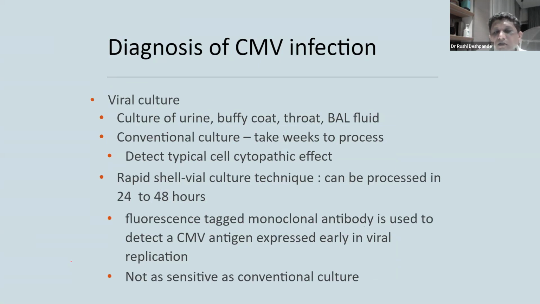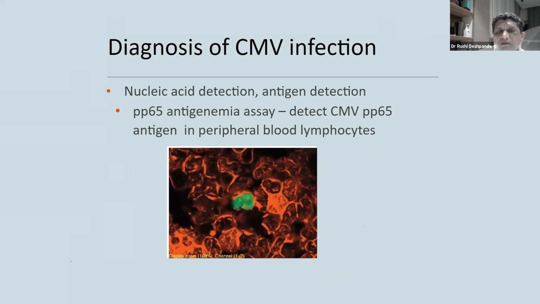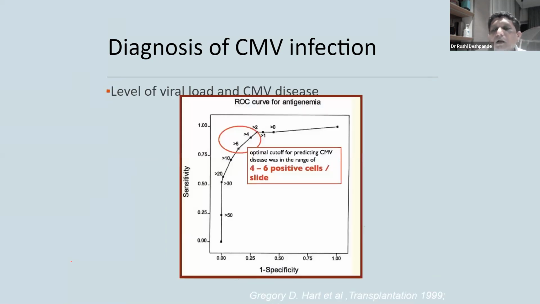Viral cultures, like I said, are primarily used in research. We don't really use them for clinical practice. CMV IgG, IgM, I told you, particularly a fourfold increase in the IgG or a markedly positive IgM will be a marker of a recent infection. It can be used for screening, but is less useful for diagnosis of CMV disease. This is the PP65 antigen, which I mentioned to you, which we used to use before the DNA PCR became commonplace. This is how the antigen was looked at for diagnosis.